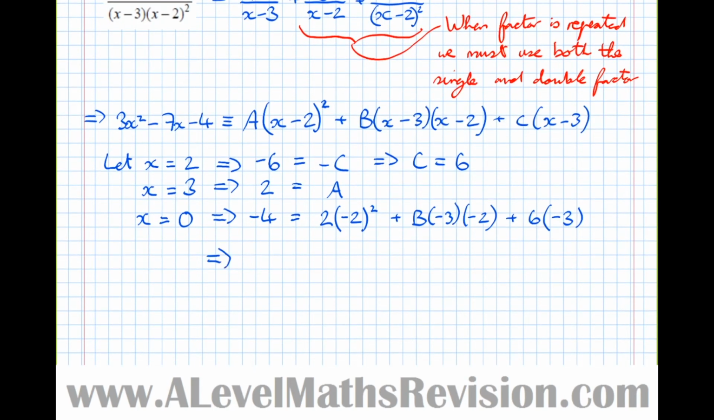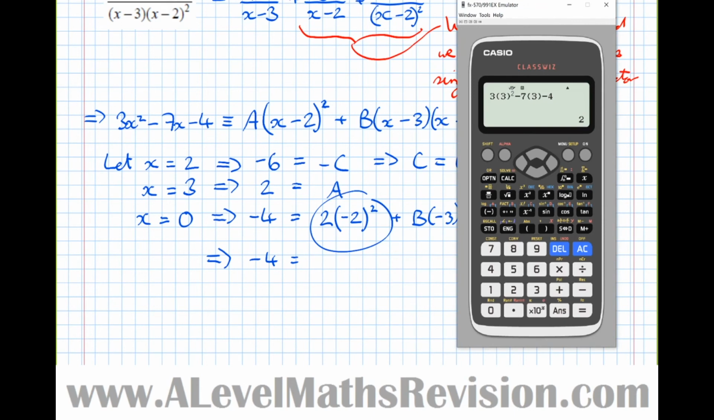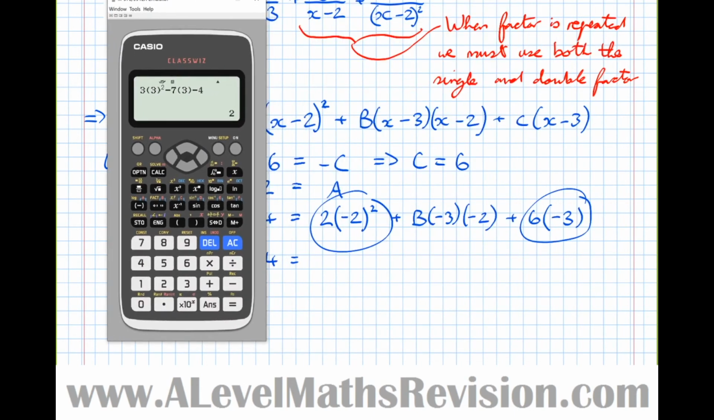Keep working down this line here. So we've got minus 4 equals, and let's put these two numbers in the calculator. Bit lazy, but better to be safe than make arithmetic errors.